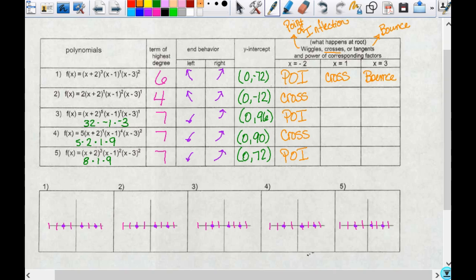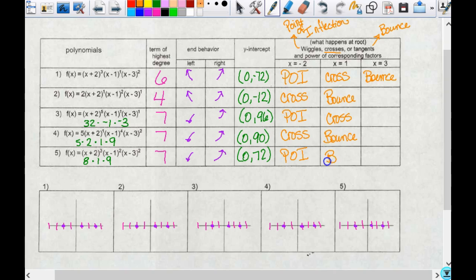This is what I got for my first column. Do we all agree with that? Point of inflection, crosses, point of inflection, crosses, point of inflection. Okay. So then for the second one, it crosses, and then what? Bounce. Then what? Cross. Then bounce.